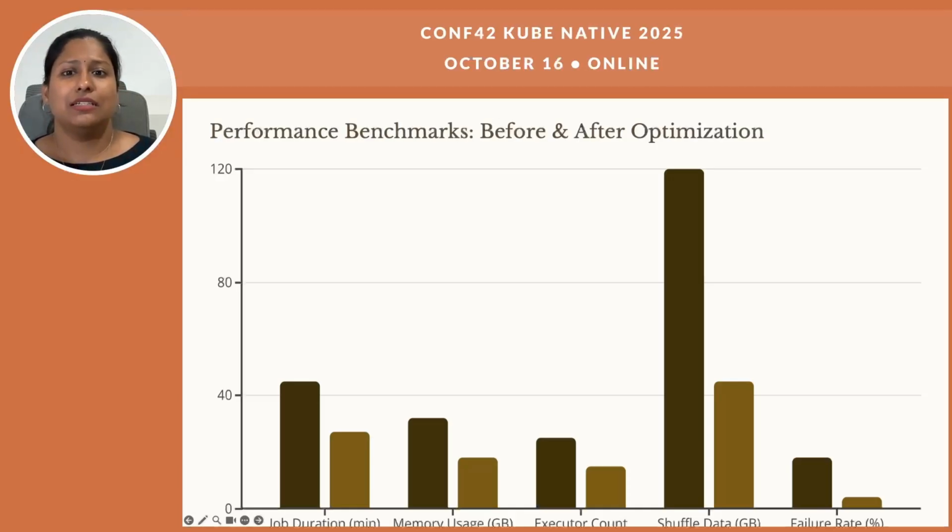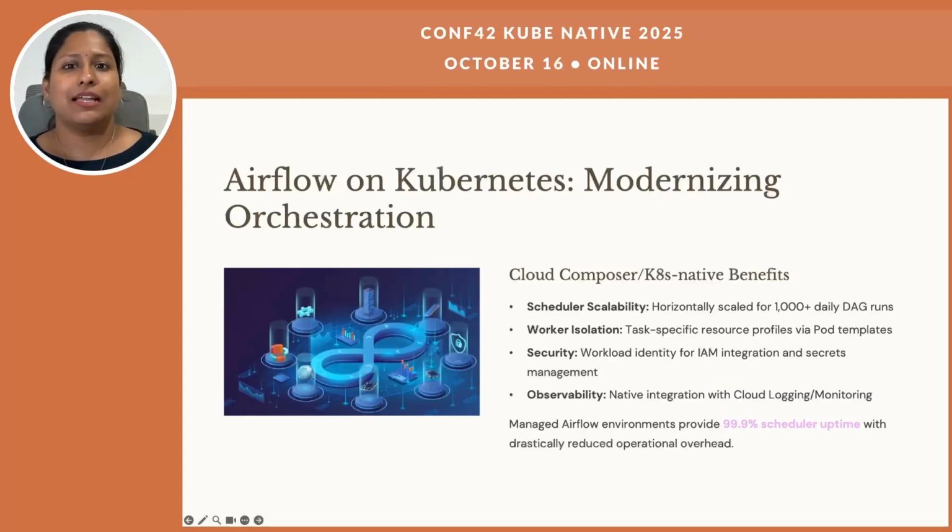Now let's orchestrate at scale without turning SRE into a midnight hobby. So here's Airflow on Kubernetes. Running Airflow on Kubernetes aligns the control plane with the data plane. You get scheduler scalability to 1,000 plus DAG runs per day and pod level isolation, so each task declares CPU and memory. Workload identity and managed secrets give built in security, and you get cloud native logging and monitoring out of the box.